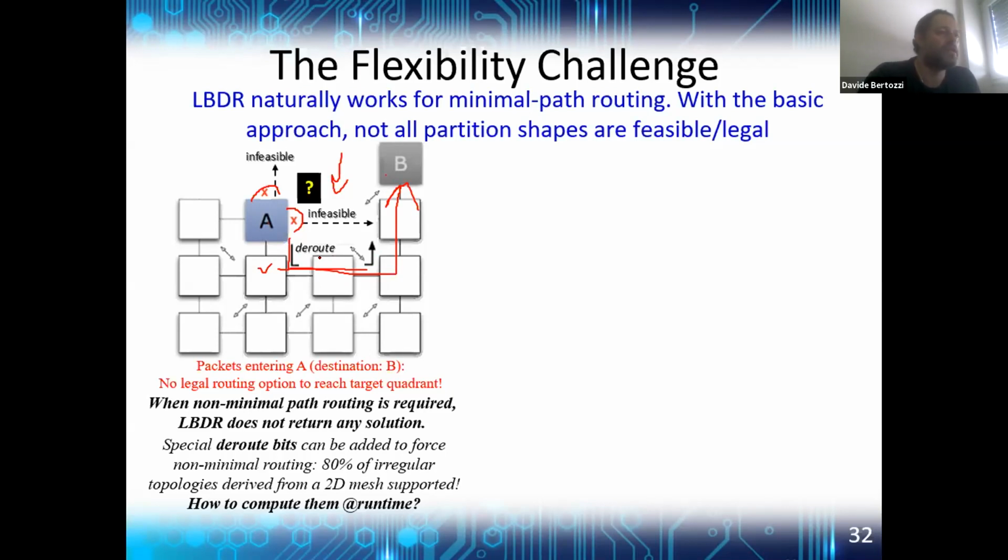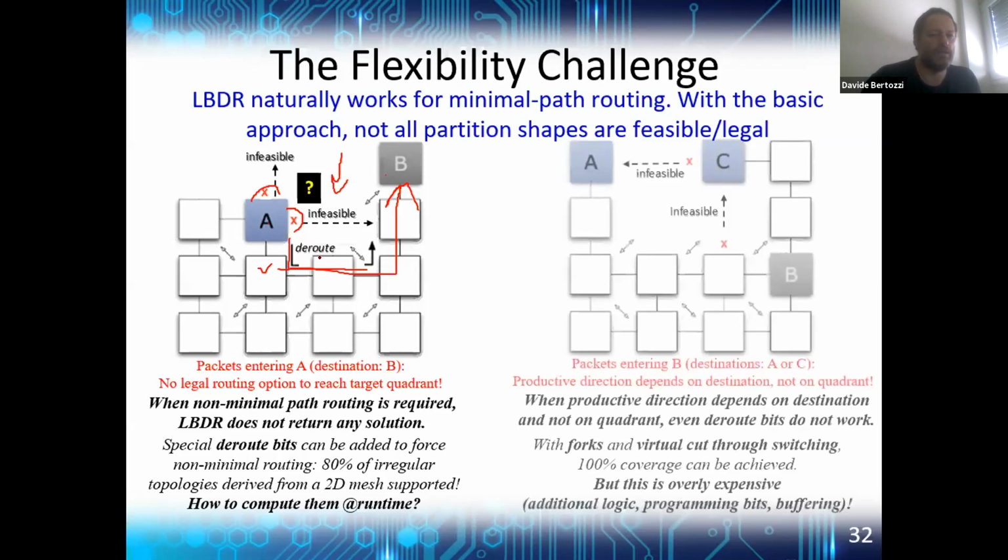Or you could store these routing restrictions from offline analysis, but then you end up with a large memory footprint. So for the time being, this is an open research question: how to provide the route bits in an efficient way. Another flexibility limitation arises in partition shapes like this. They are even more irregular.